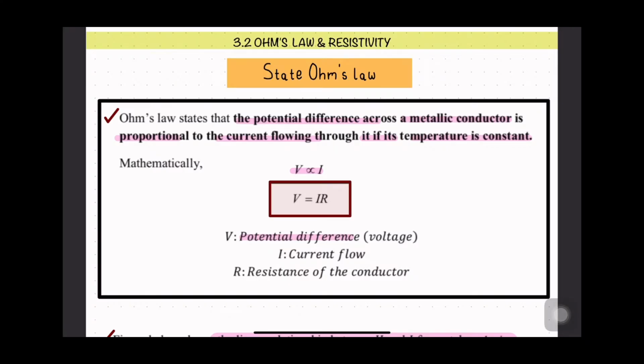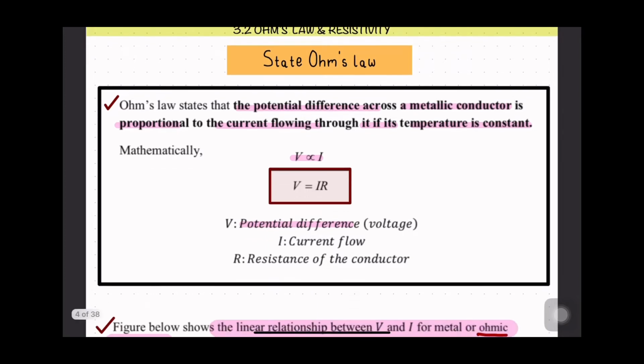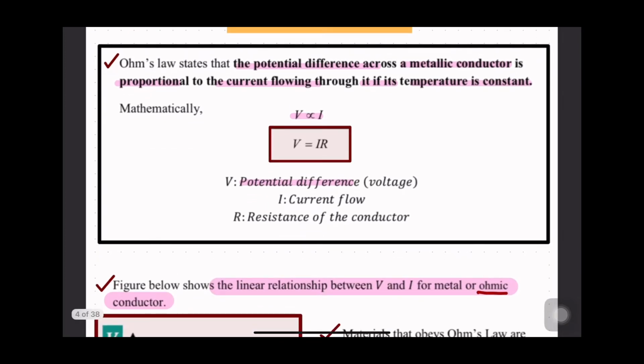Okay, subtopic 3.2 Ohm's law and resistivity. Learning outcome is state Ohm's law. Ohm's law states that the potential difference across a metallic conductor is proportional to the current flowing through it if its temperature is constant. So we can rewrite the equation: V is directly proportional to I. From this we can write V equal to IR, where V is potential difference or voltage, I is current flow, and R is resistance of the conductor.